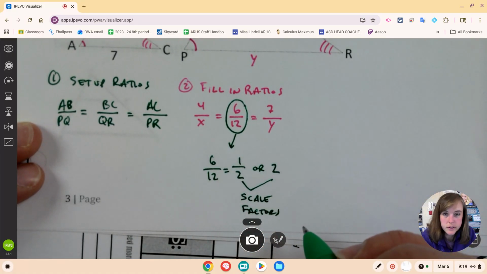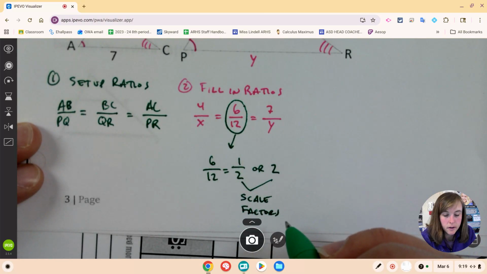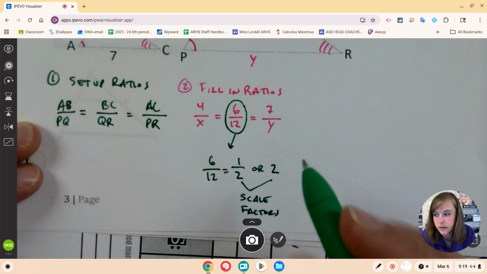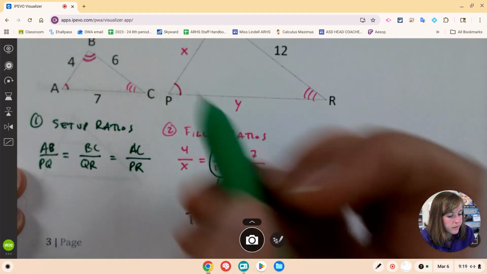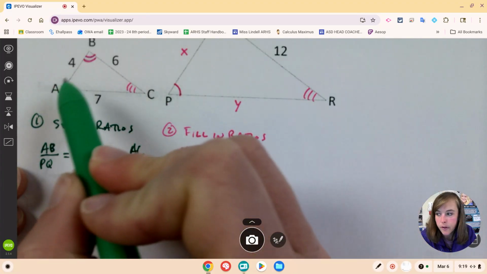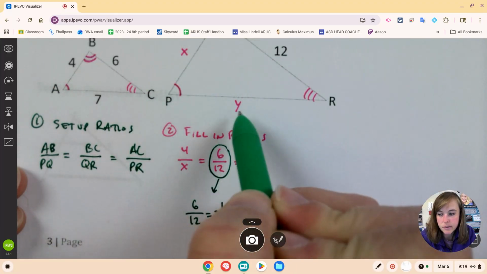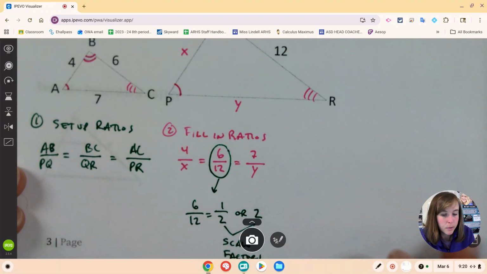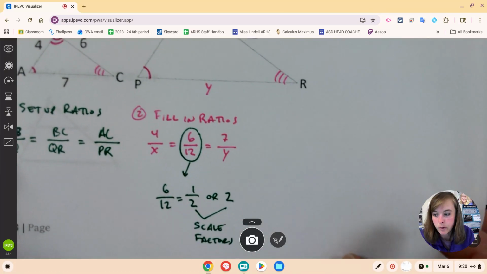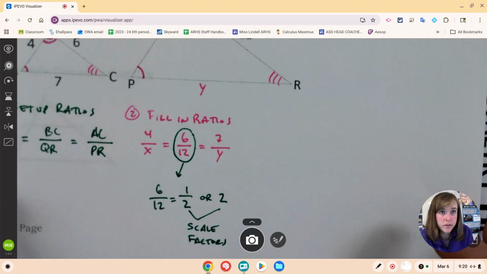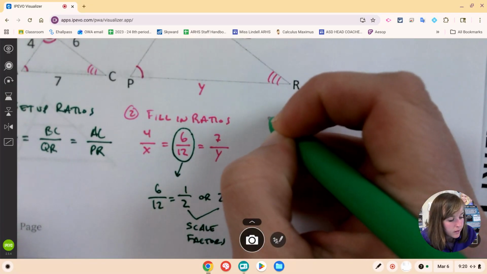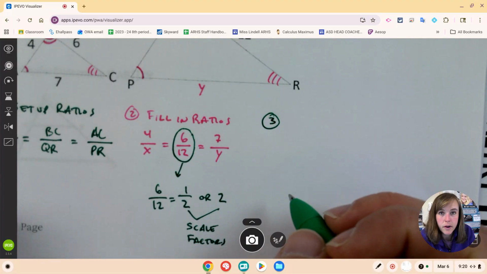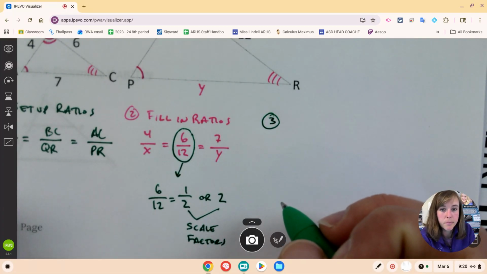So if you want to use the scale factor to solve for the missing sides, you can. And with this one, it might be easier to do it that way, right? Because 6 times 2 is 12, 4 times 2 is 8, 7 times 2 is 14. So sometimes when you have a nice, easy to work with scale factor like this, you can do it that way, and it's much easier. But sometimes it helps to actually set up the equations, especially if you have a scale factor that's a little bit different or less easy to see what's going on. So I'm going to show the setting up the equations way also.